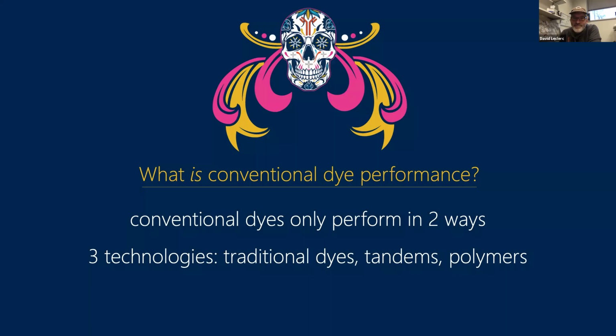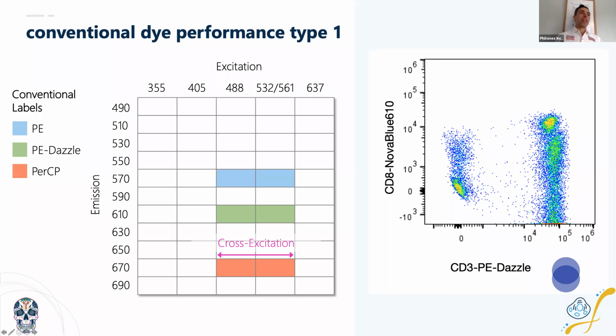Let's do it. So what is conventional dye performance? We won't dwell on the technology; I think we all know that. What's important here is what conventional dye performance is. With PE and PE-Dazzle, as we're all familiar, you get cross excitation, which has had huge impact even on the way our instruments are designed. Think about the Fortessa having so few detectors off of the blue. It is entirely because of this cross excitation we get with PE-Dazzle, which manifests itself in spillover spreading, and also an inability to leverage blue detectors on any instrument.